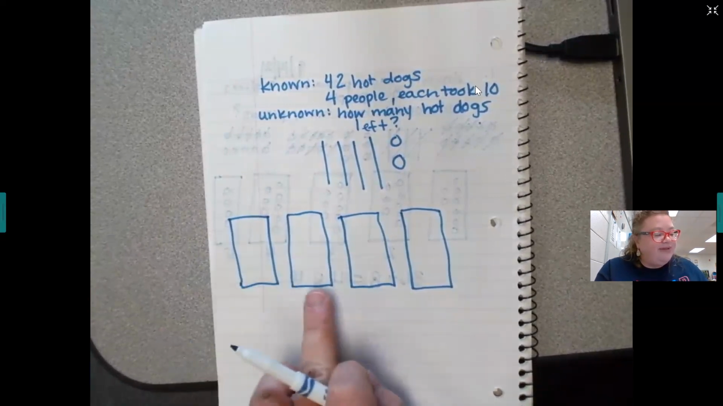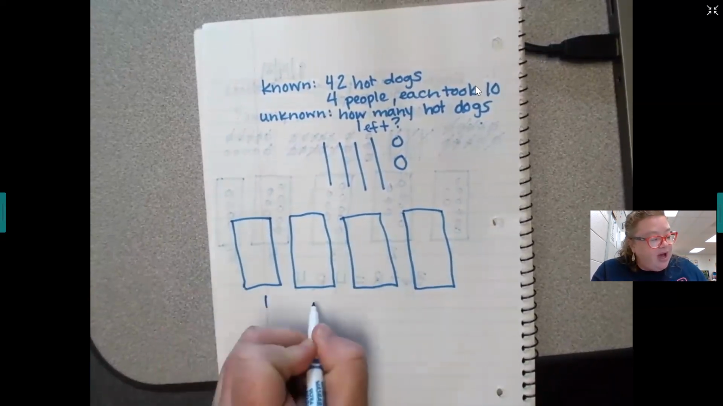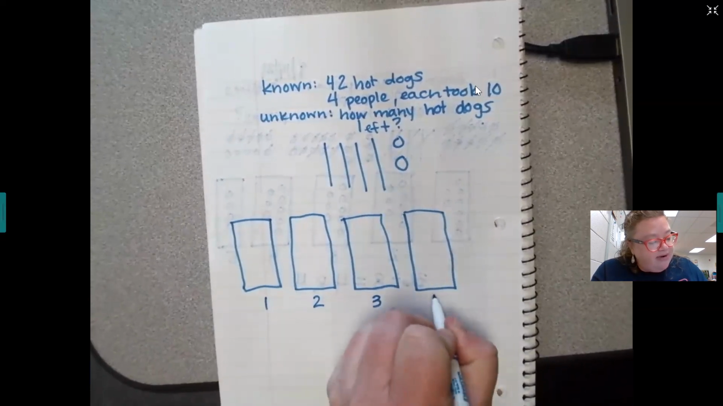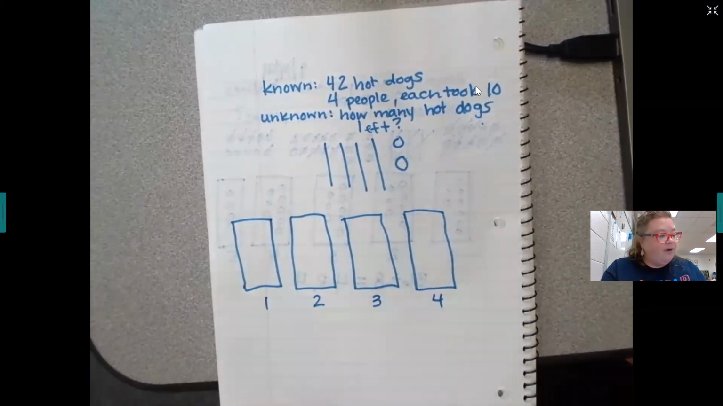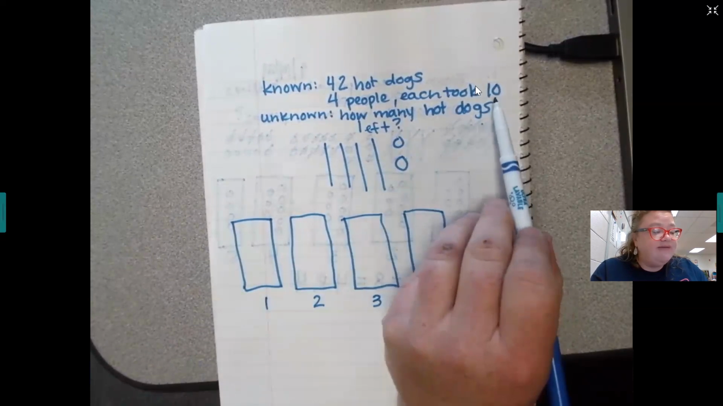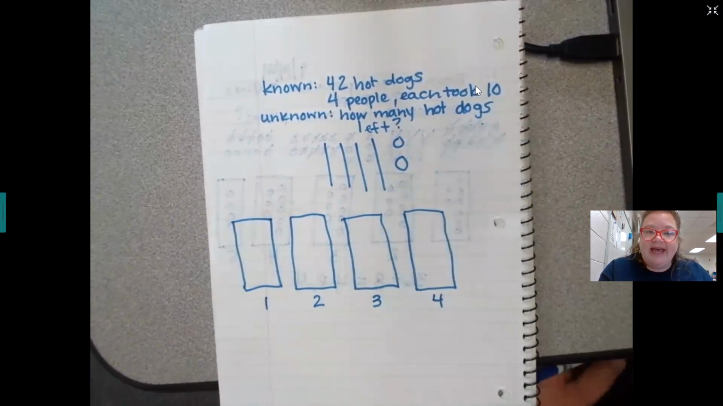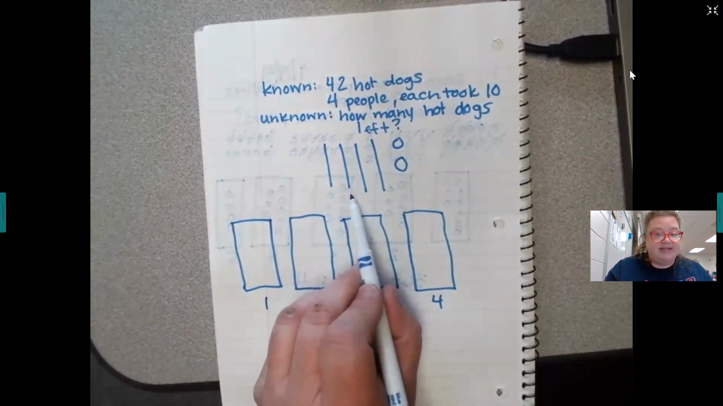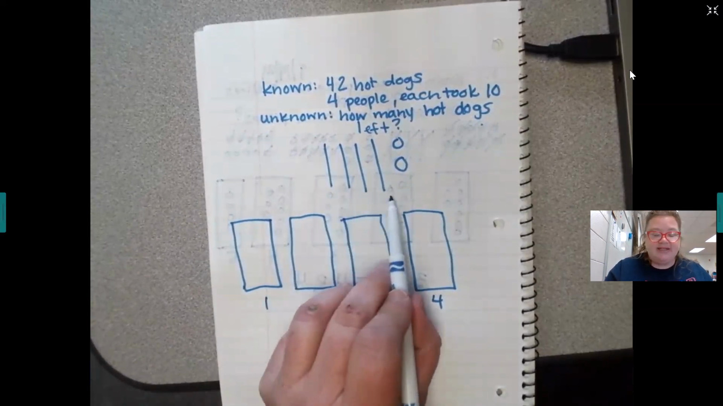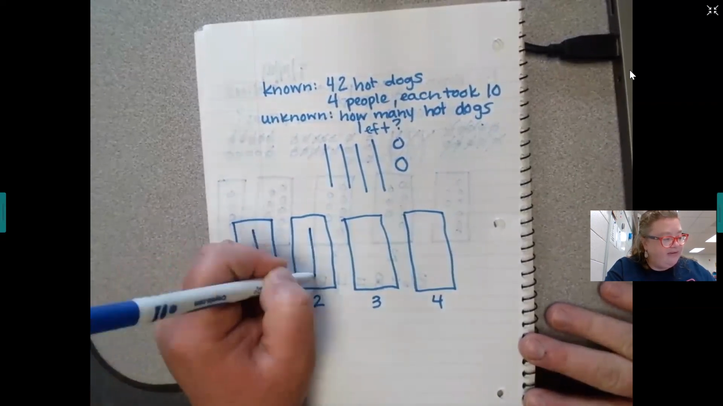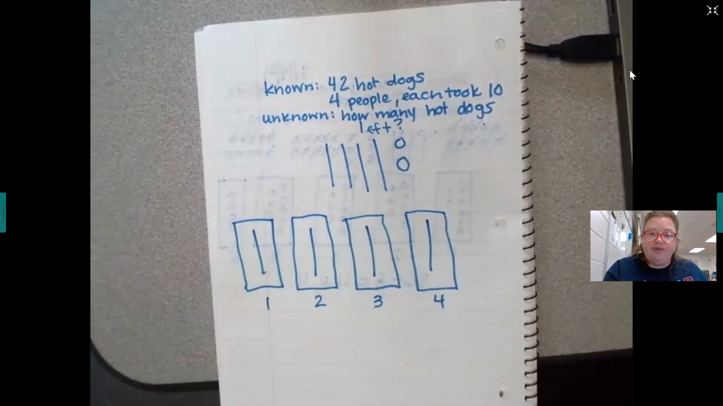So these are my groups. These are each my people. So this is person number 1, person number 2, person number 3, and person number 4. So I know that each of these people are going to take 10 hot dogs. Well, look at this. This is a 10, this is a 10, this is a 10, and this is a 10. So I'm going to put one of those 10s in each group.